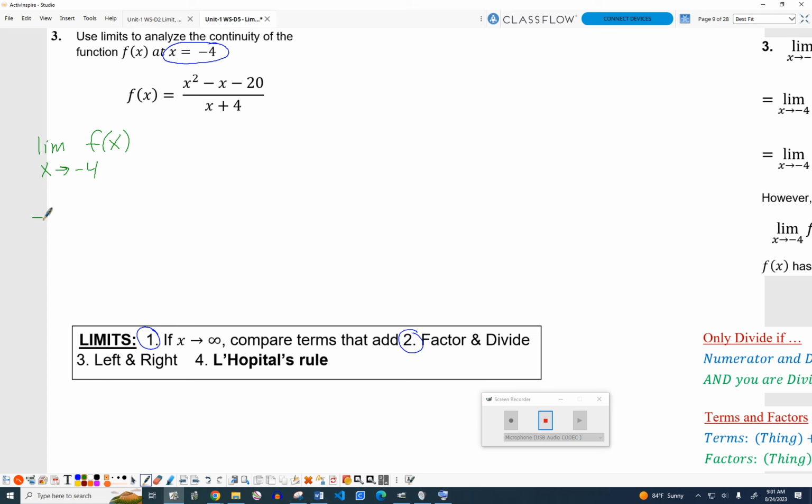Next step, we're going to factor to see if we can divide. So we're going to find the limit as x approaches -4. The numerator does factor, and I'm only factoring in hopes that I can divide. So I'm hoping there's a factor in the numerator that is equal to x plus 4. And there is. Questions?